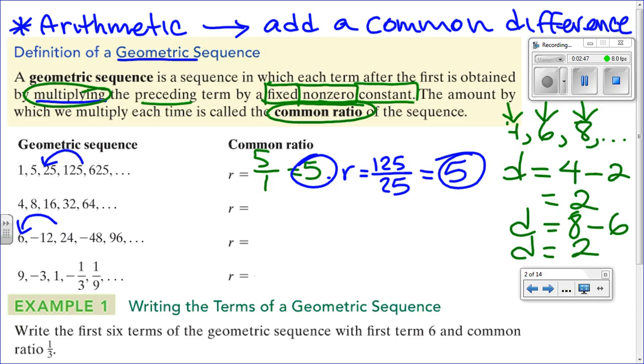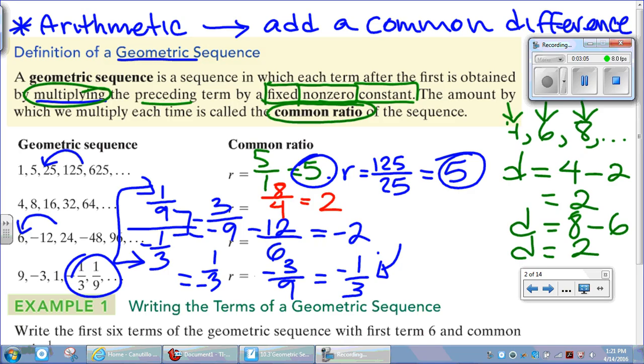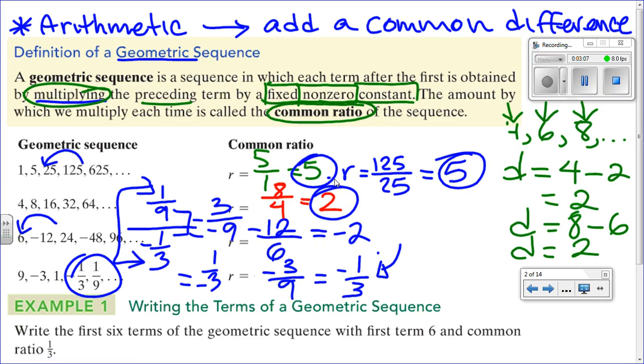Negative 2, thank you. Why is it negative? Because you divide, so negative over positive. So you just gotta be careful with your signs. So go ahead and finish the second and the fourth one, please. So the answer for the second one was 2, and the fourth one, it is negative 1/3. We verify that twice.